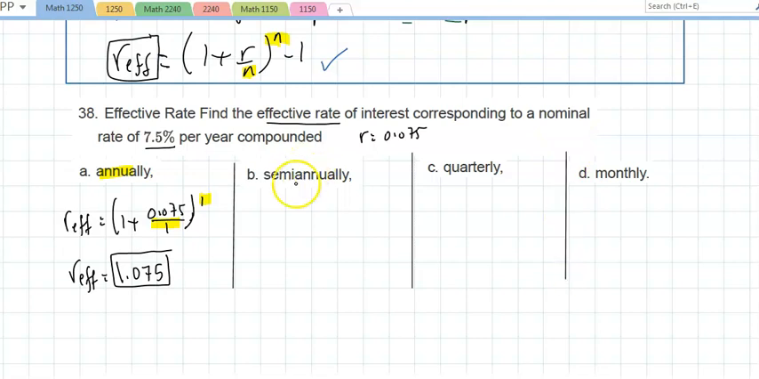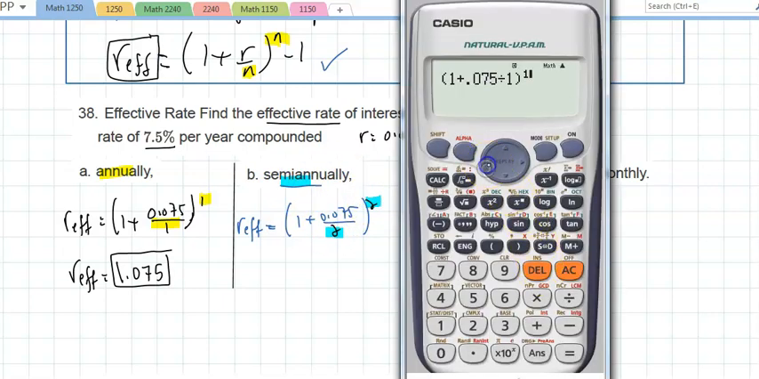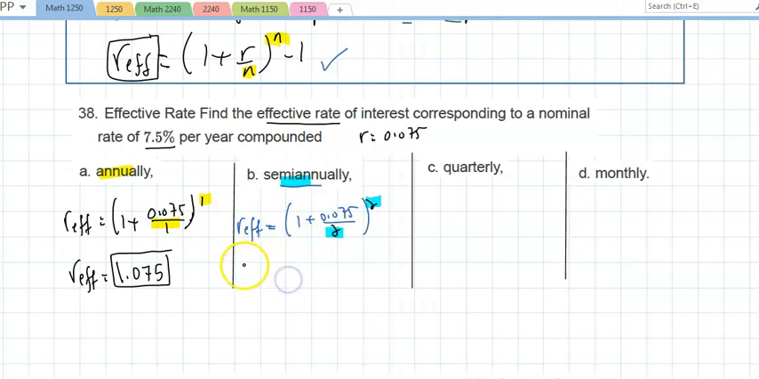What if somebody says, I'm going to give you semi? You need to know, what does that mean? Am I getting double my money? Well, the effective rate would be 1 plus 0.075 divided by, and what's going to change? Semi means I'm going to put there a 2 instead. So I already did this. I go back, delete, put a 2 there, delete, put a 2 there. And that turns out to be 1.076.